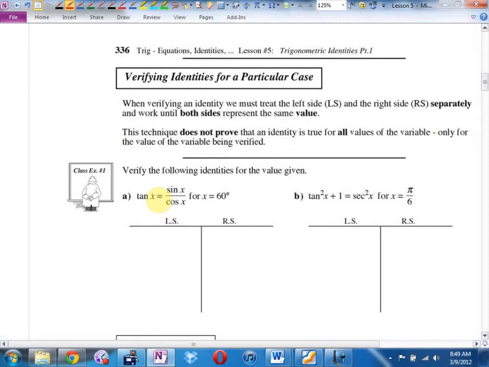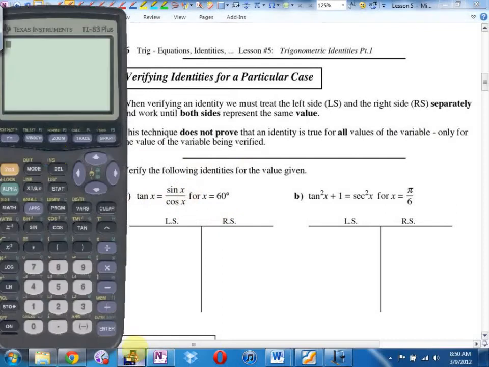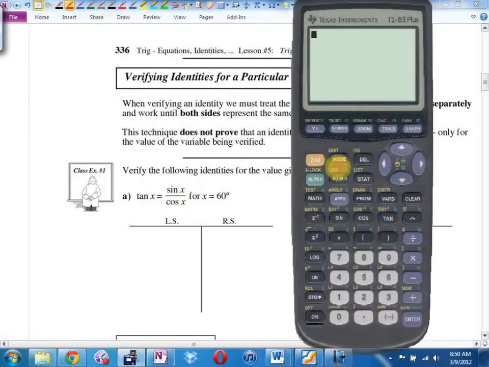Now you can convince yourself that they're equal intuitively by trying to see if a certain case works. So here's what it says. This technique doesn't prove that an identity is true for all values of the variable, only for the value of the variable being verified. It says double check: is tangent of x the same as the sine divided by the cosine for 60 degrees? Okay, let's put our calculators back in degrees one more time.